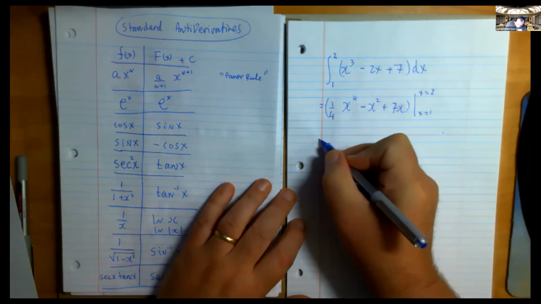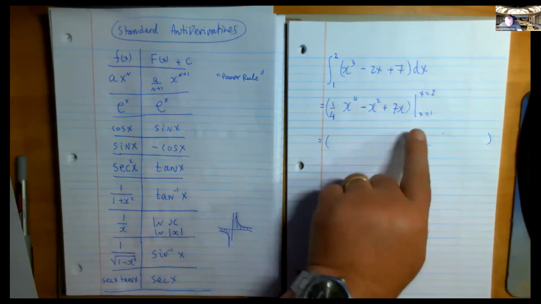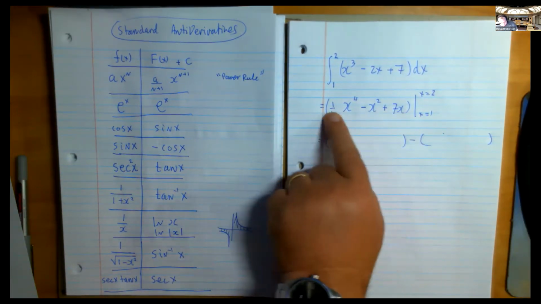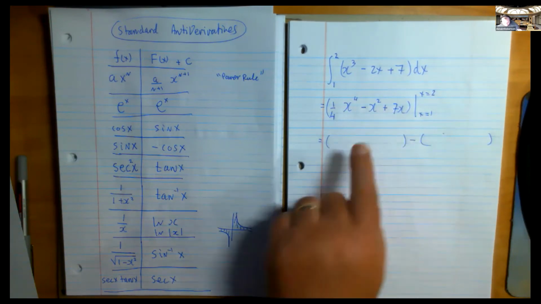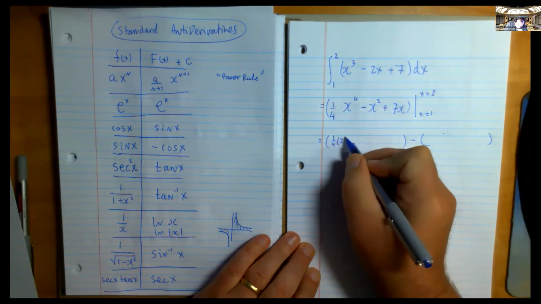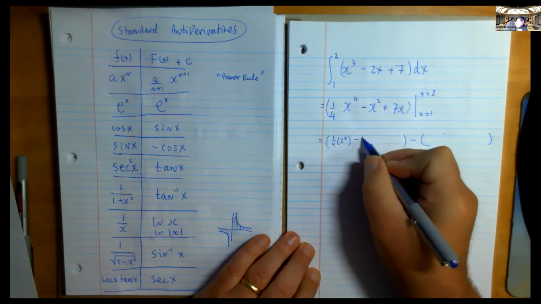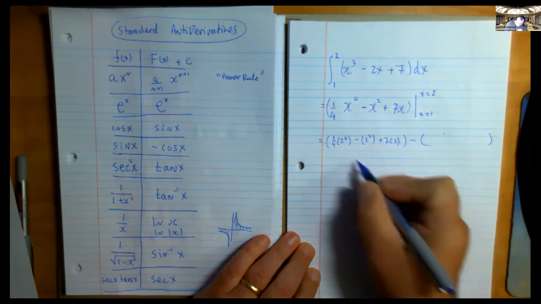Now you can imagine that the working is going to be a little bit messier now because there's lots of things to do it to. But essentially, I'm going to take all of this and replace it by 2. And then I'm going to take all of this and replace it by 1. So when we plug in 2, it ends up being a quarter 2 to the 4, take away a 2 squared plus 7 times 2. That's what we get here.